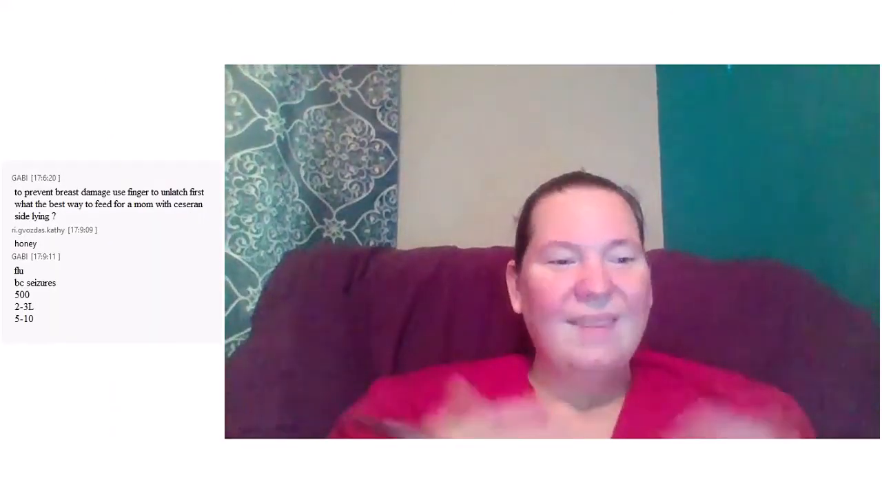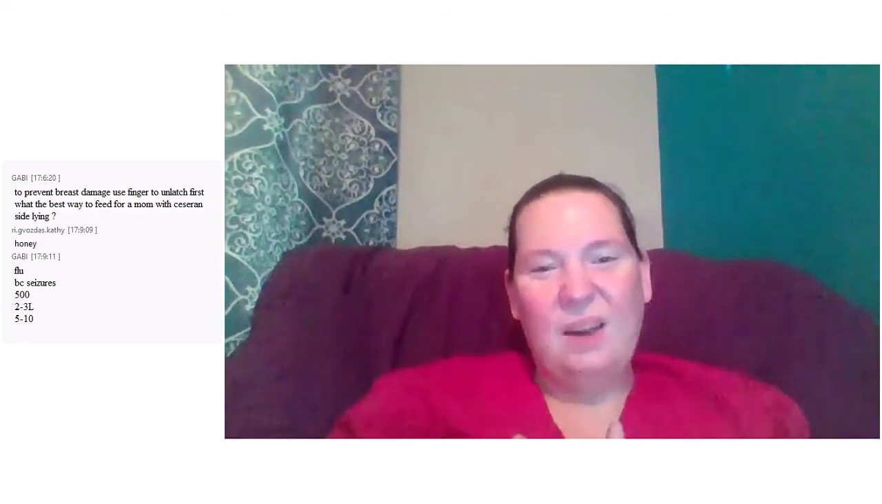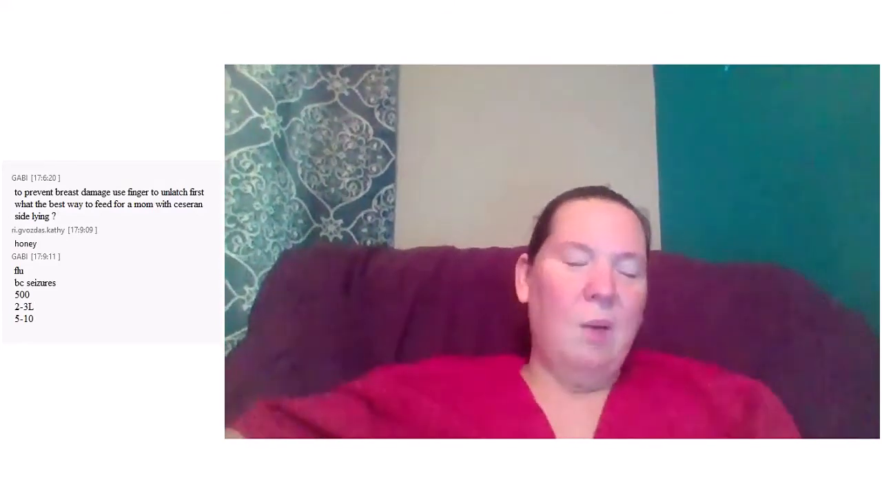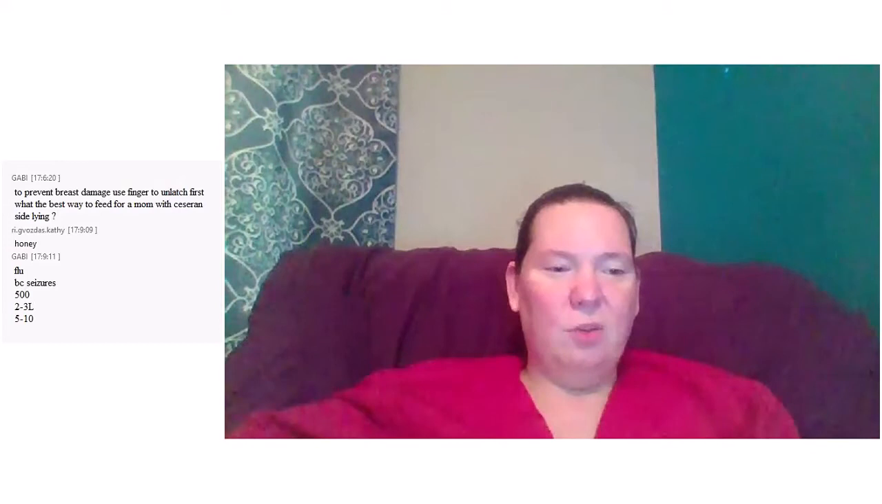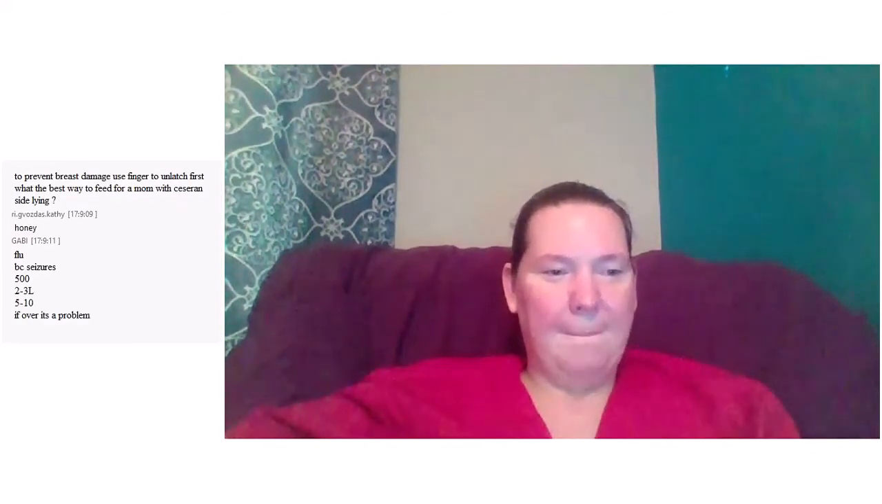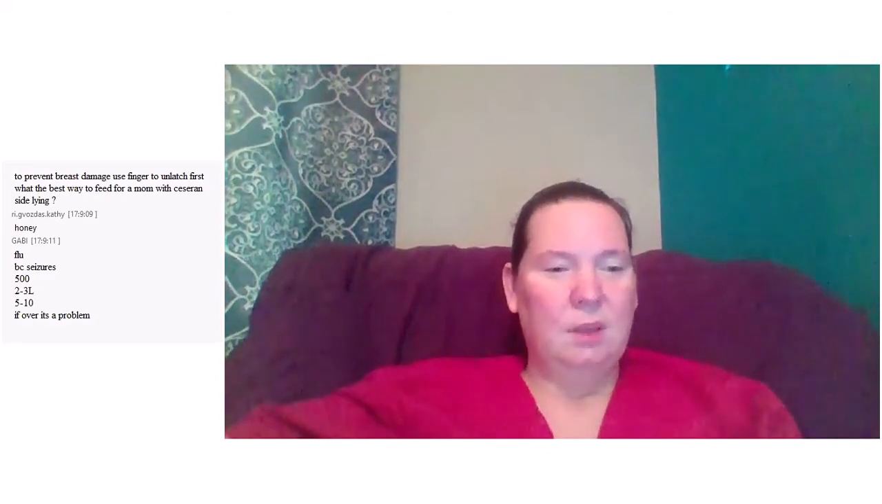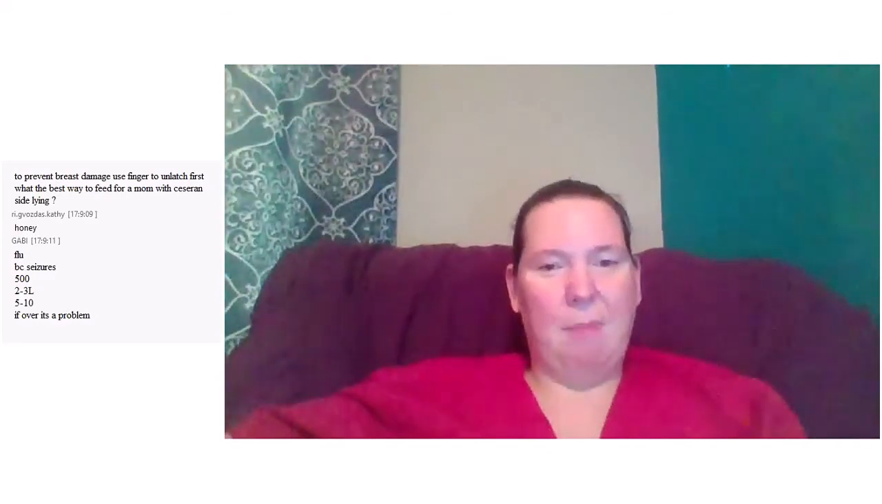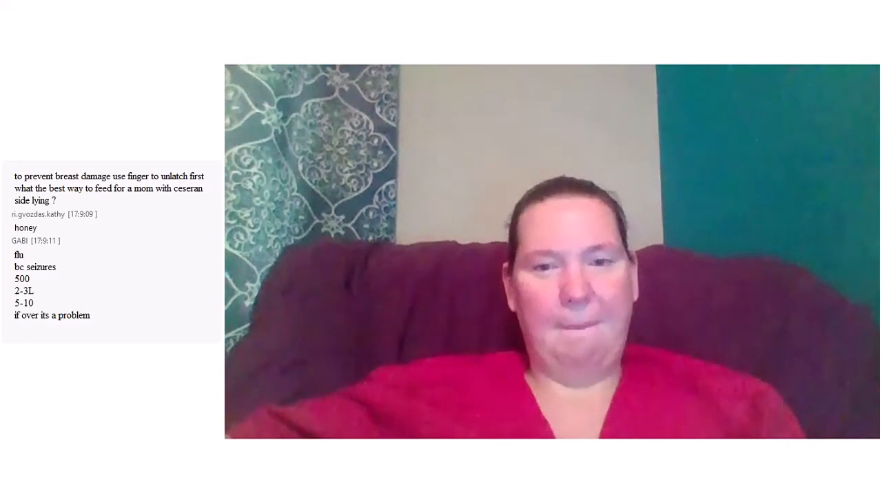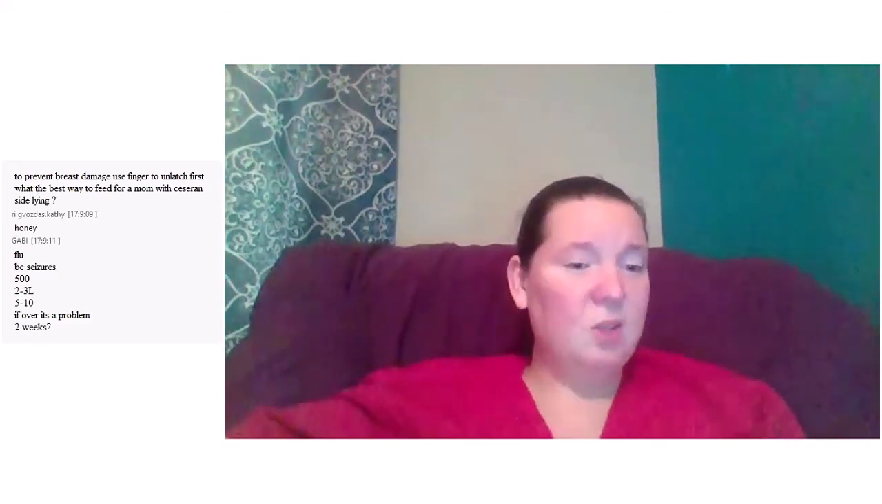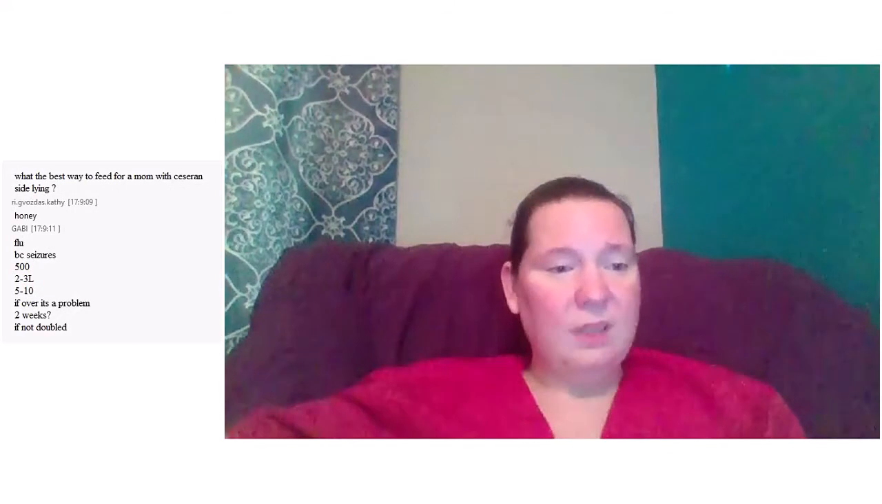Let's see, we talked about that. Normal newborn weight loss is up to how much? Very good, 5 to 10% of their birth weight. And when should they gain back to at least their birth weight by? Yeah, if over, it's a problem. When should they be back to their birth weight by at the latest? Yeah, 2 weeks. Usually 10 to 14 days is what they're talking about.